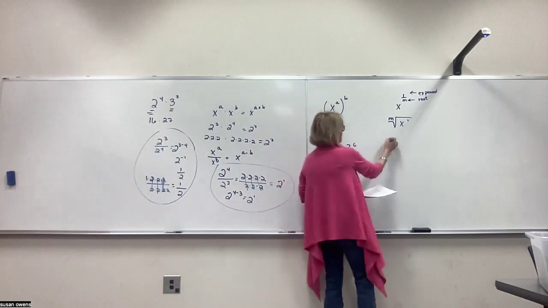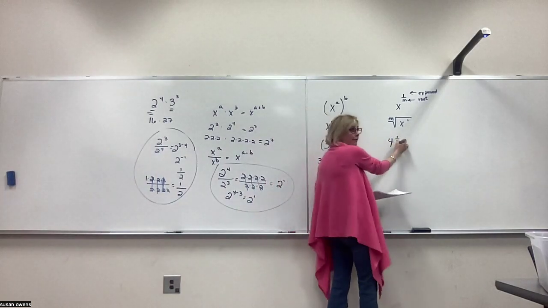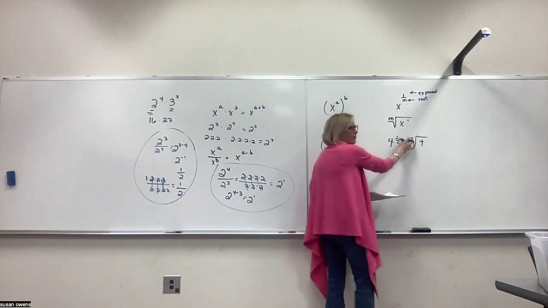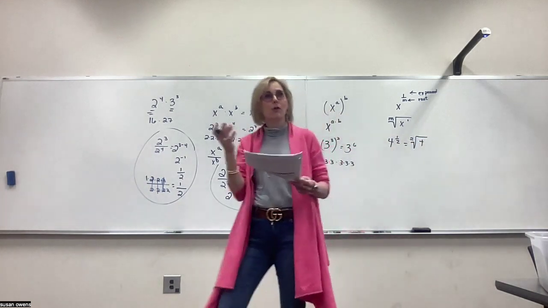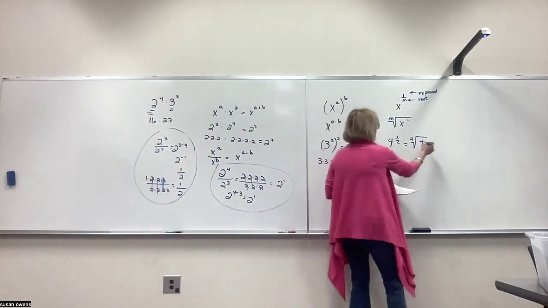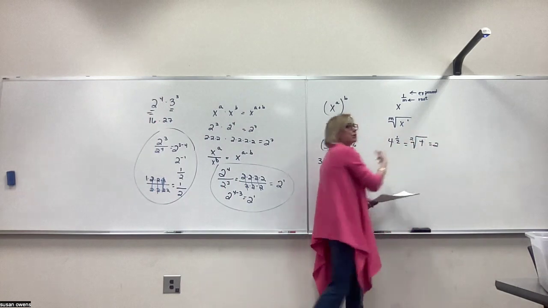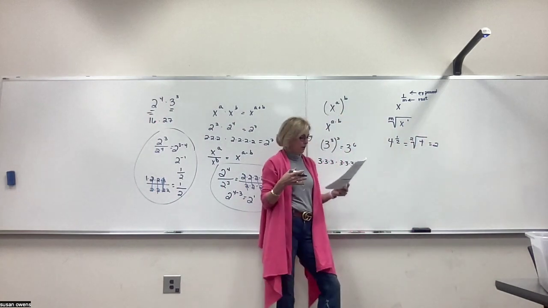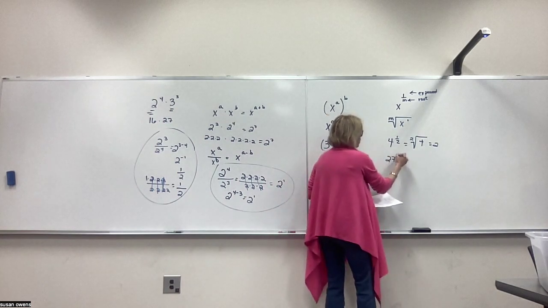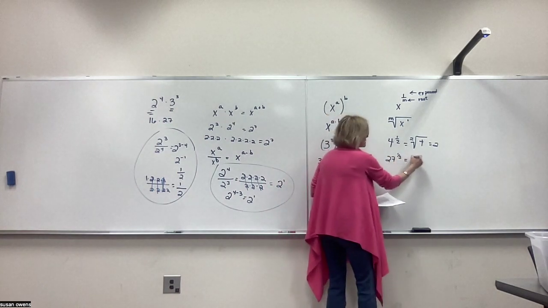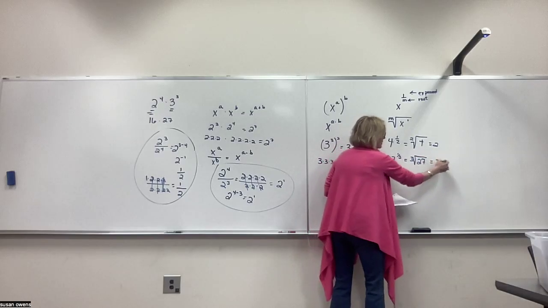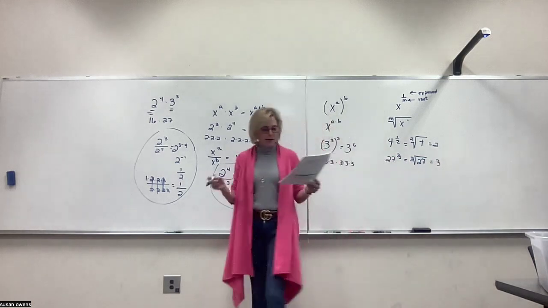So 4 to the 1/2 would equal the square root of 4. Remember, if you don't see a number on that radical, it means the square root. We don't have to write a 2. Okay, which would just be 2. Now I didn't divide by 2, I took the square root of 4. Okay, 27 to the 1/3 means the cube root of 27, which is 3.